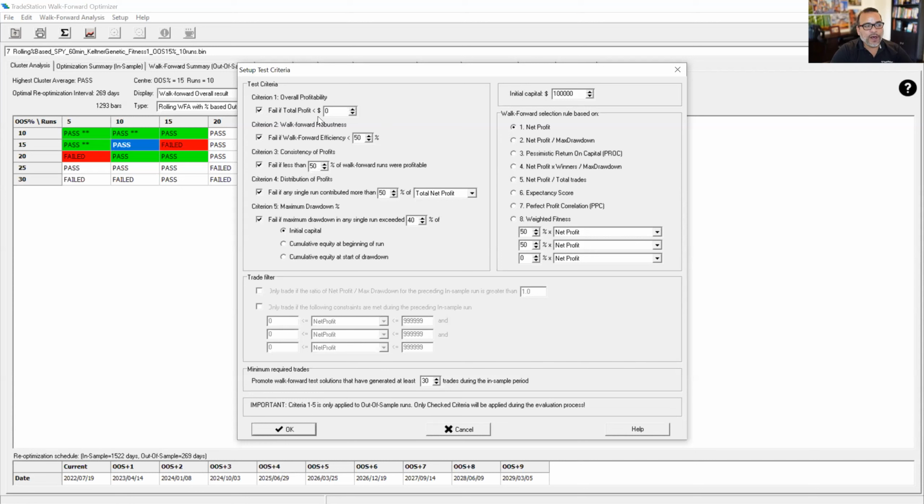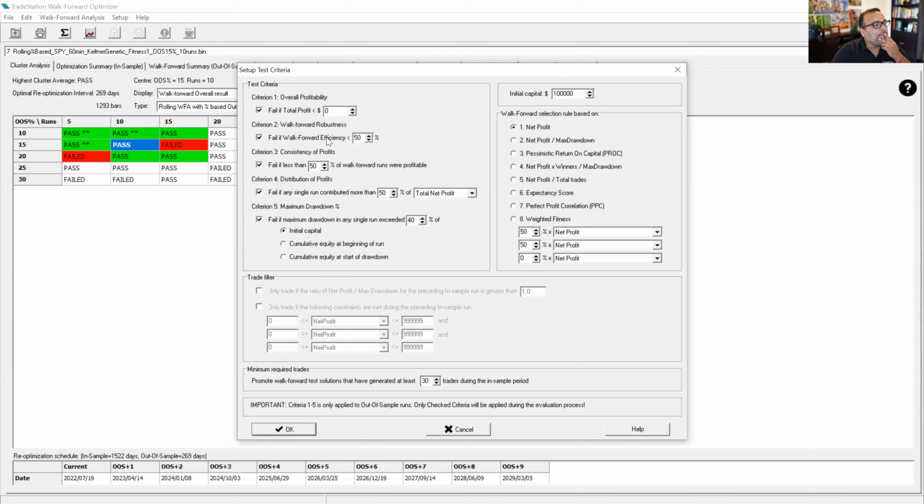Fail if total profit is less than 0. So what we're looking for is profitable runs. This is very interesting because if it runs a report and finds parameters that throw a negative report, a loss, it's going to fail it immediately. Pretty cool, huh? So we want all the iterations of the report to have passed.